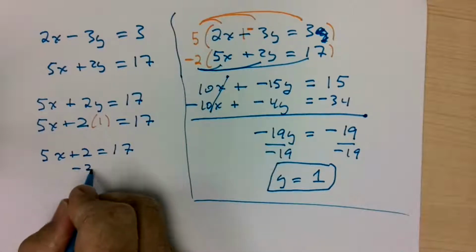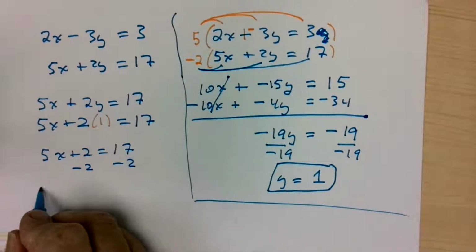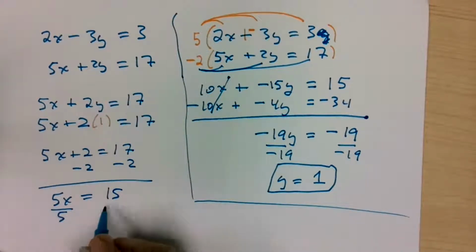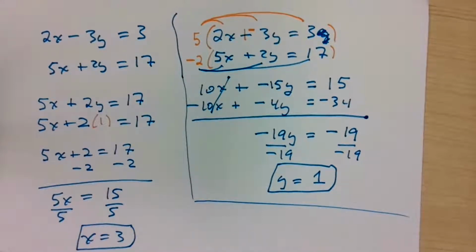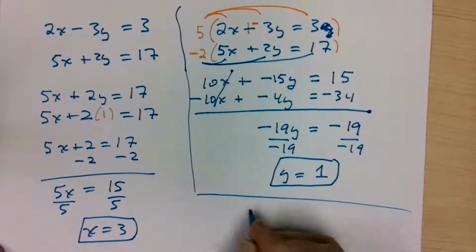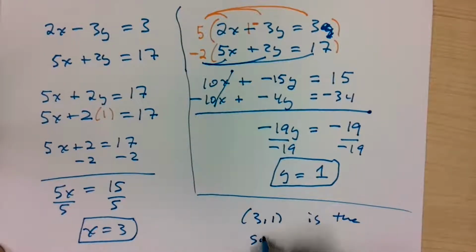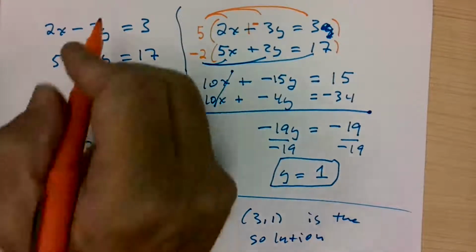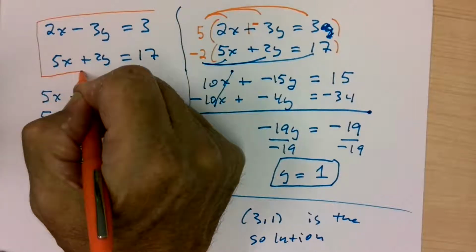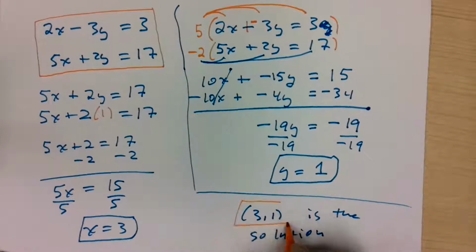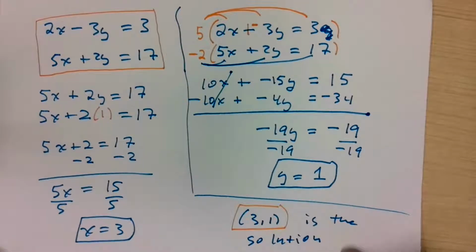So I get 5x plus 2 is 17. And then we subtract 2 from both sides. 5x is 15. Divide by 5, and x is 3. So it appears that (3, 1) is the solution, but I believe it's always a good idea to go back and check. So let's look at our original equations.